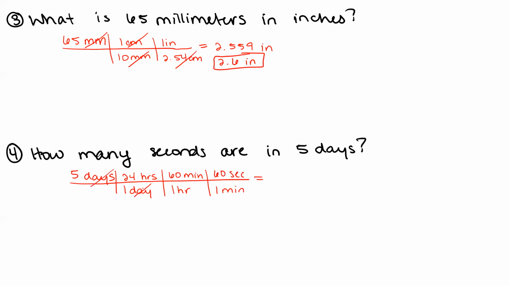Our units cancel all the way across. And we're going to go ahead and multiply across and then divide. So it's 5 times 24 times 60 times 60 divided by 1, which gives us 432,000 seconds. When we apply significant digits, we only are allotted 1 significant digit. And here we can write this in multiple ways. So you could write 400,000 all the way out, or you could write this as 4 times 10 to the 5th seconds. Either answer is fine. It means the same thing. Just one is in scientific notation.